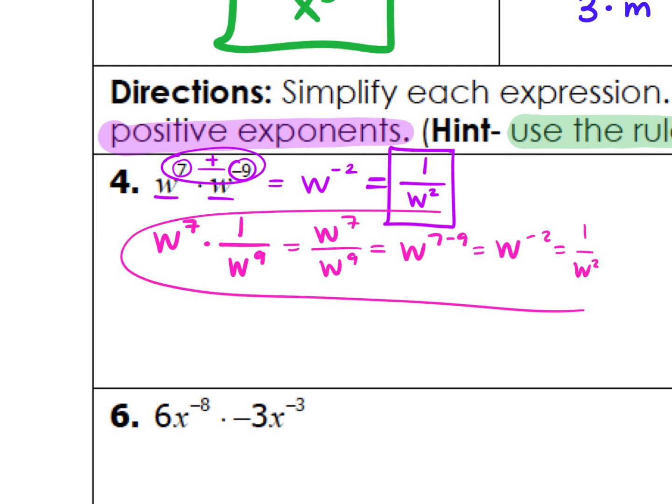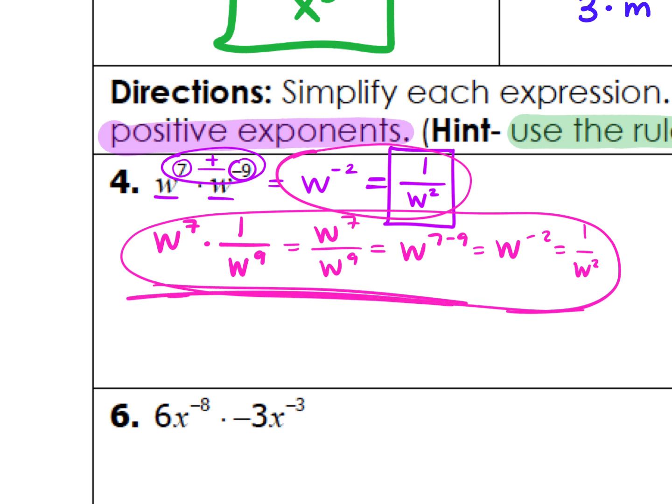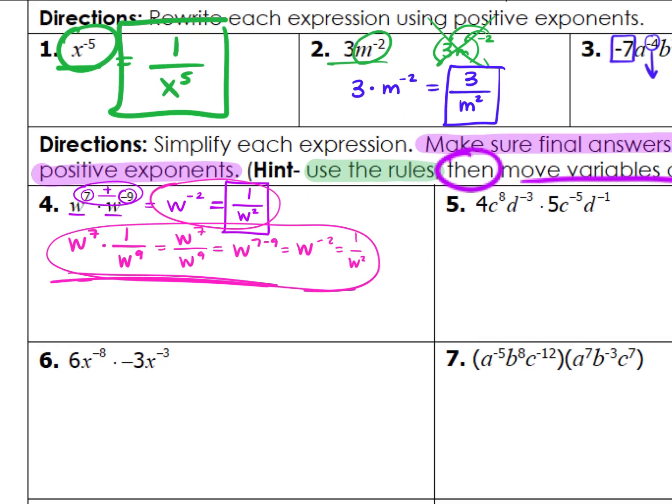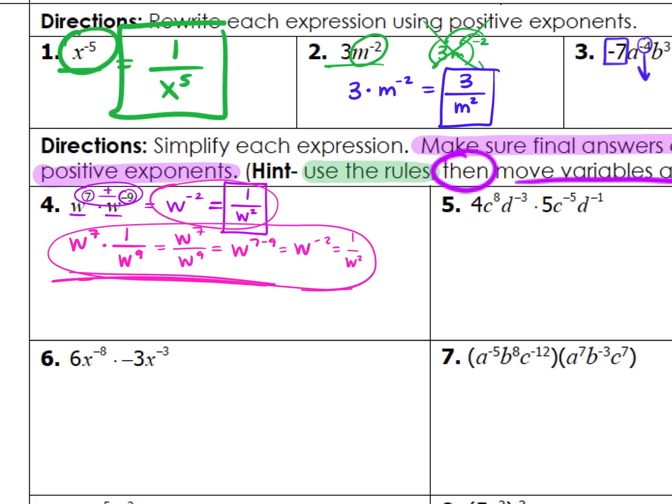So do you see why they say, do it this way? It's a lot less work. But if your brain does it this way, it's not wrong. You'll get there. It's just going to take you a lot more steps to get there. Okay? So do the rules that we already know and then do the negative stuff to it.